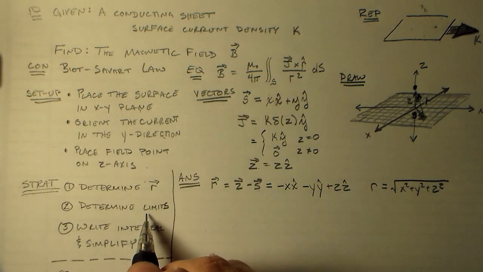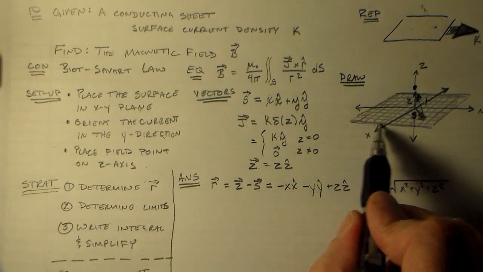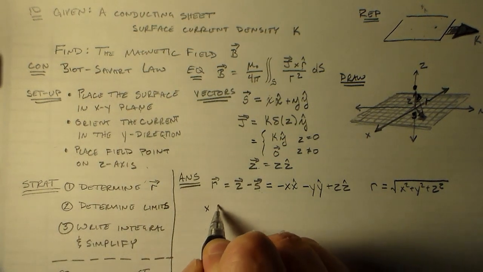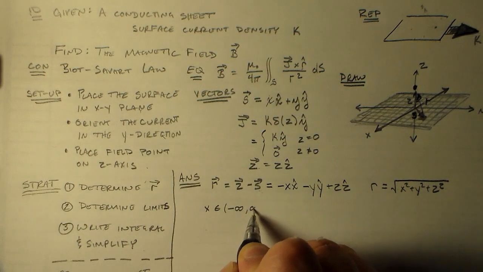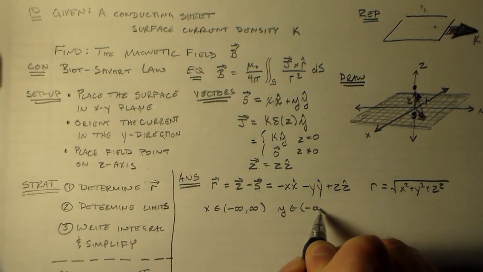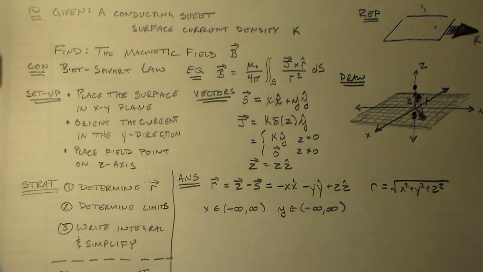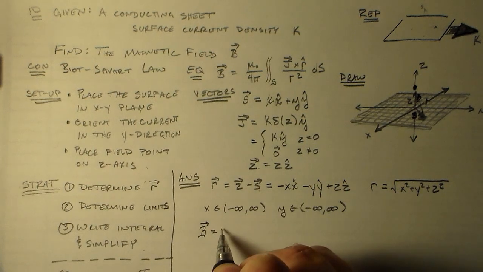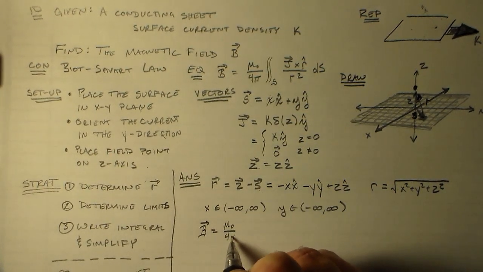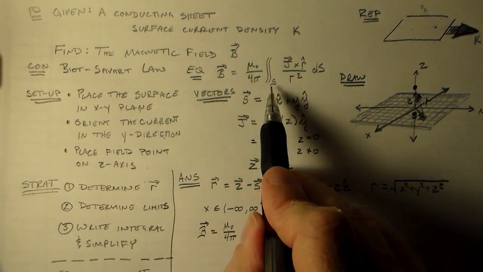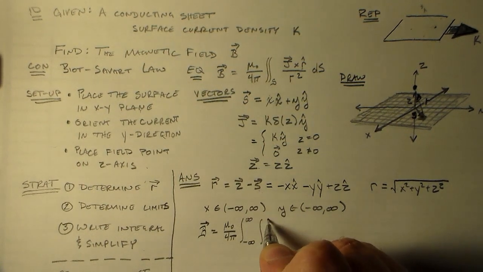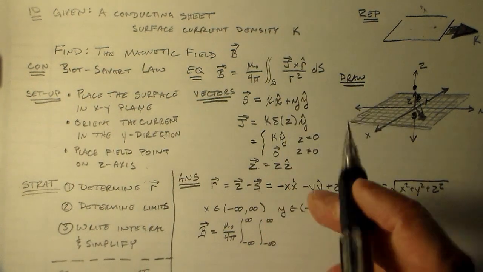Then we want to determine the limits of integration. Well, where does this plane stop? That's the question, and the answer is it doesn't stop anywhere. So x is going to be from minus infinity to infinity, and y is going to be from minus infinity to infinity. Okay, so those are the limits of our integration. So now we write our integral and we simplify. So B is equal to mu naught over 4 pi, right? I said our limits of integration for this guy are minus infinity to infinity in both directions. And I'll do J over r squared cross r hat.